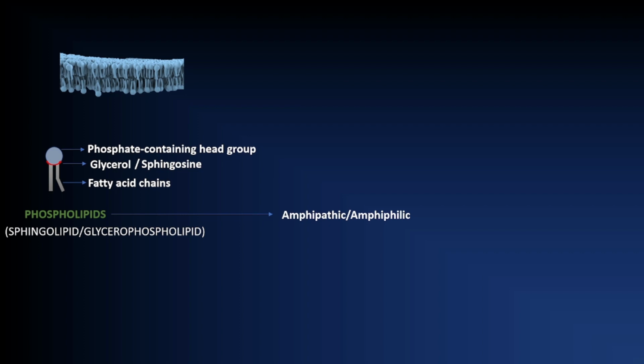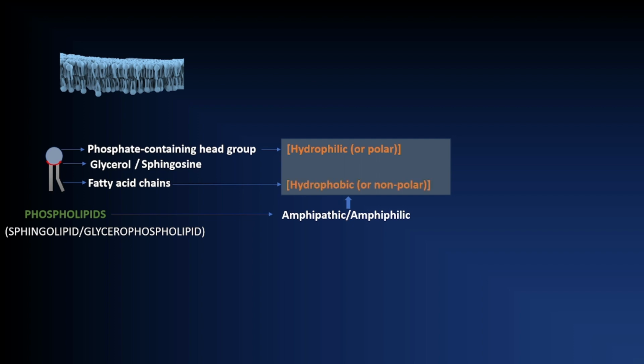Phospholipid is amphipathic, or in other words amphiphilic. What does it mean? It means it has a hydrophobic or nonpolar end and also a hydrophilic or polar end. The head groups are hydrophilic or polar. That means they have unequal distribution of electric charge. That's why they just love water and interact with water molecules. The tails are hydrophobic or nonpolar. That means they have equal distribution of electric charge. They just hate water and don't interact with the water molecules.